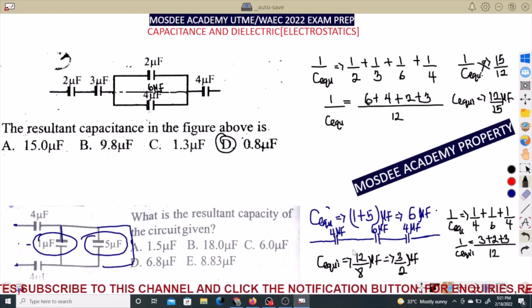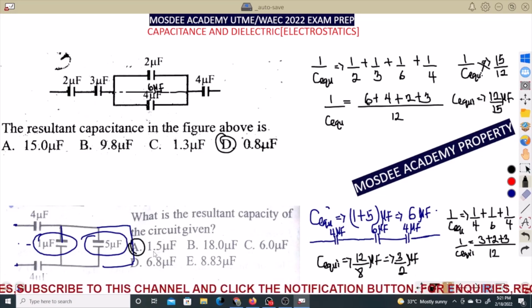3 over 2 is always 1.5. So the answer to this is 1.5. That is the right answer to the question. I hope students are getting this. We move to question 5 and 6.